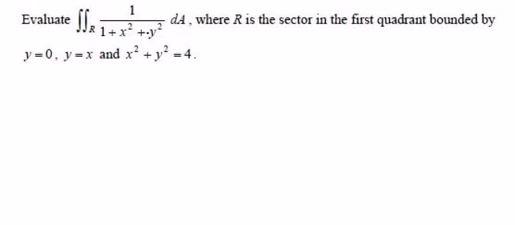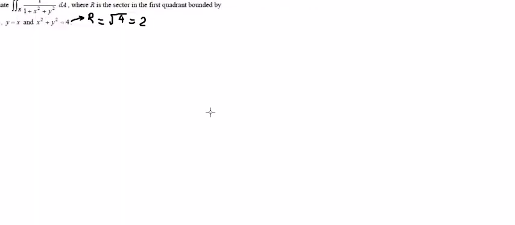We have a double integral in here and we know that they want to find the first quadrant. We have y equal to 0, and x squared plus y squared equal to 4. So we know that this is about a circle and the radius is r equal to the square root of 4, so you get 2. Now we can graph the function in here.